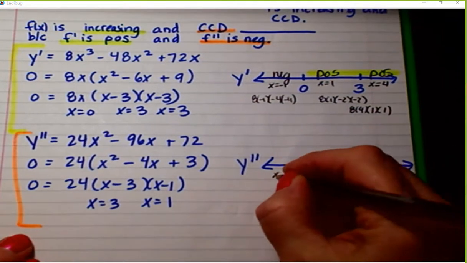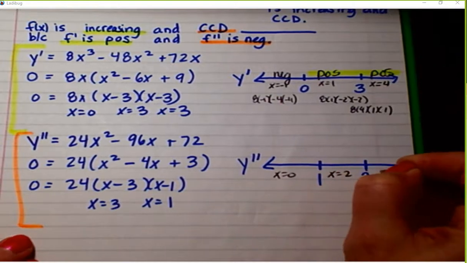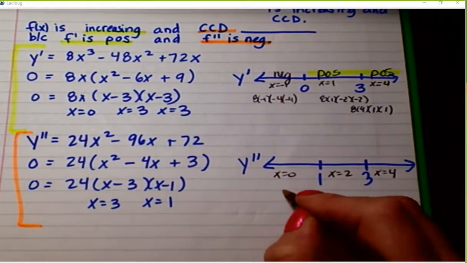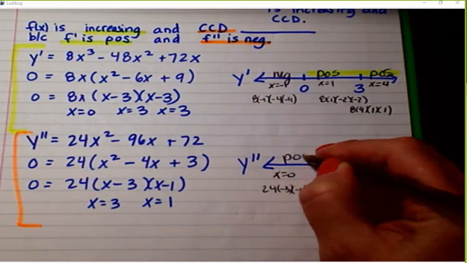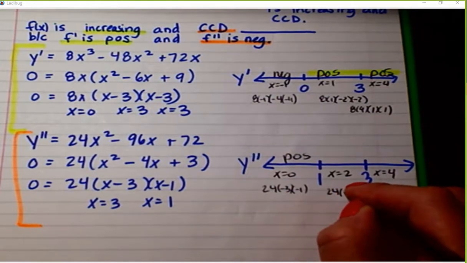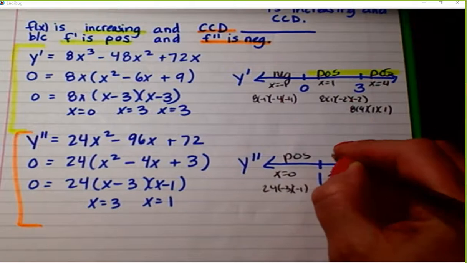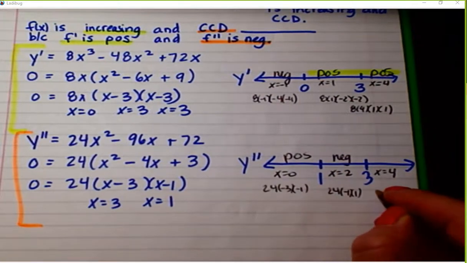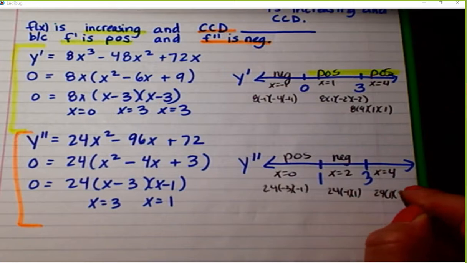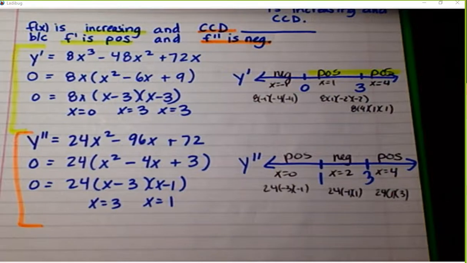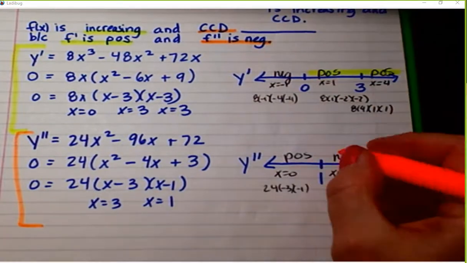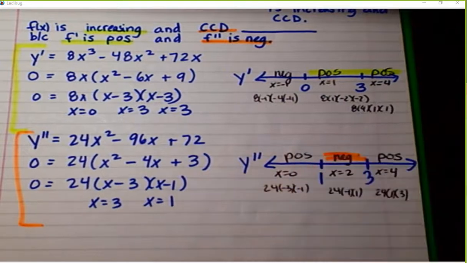All right, let's plug it in. 2, 4. All right, so I got positive. Negative. Positive. Okay, I'm going to highlight. I'm looking for double prime negative. So I have two things that I've highlighted. And now I need the answer.